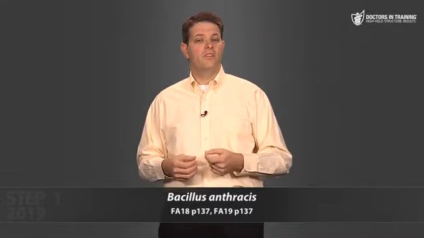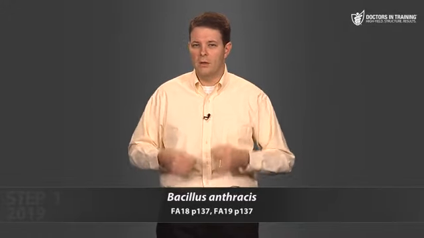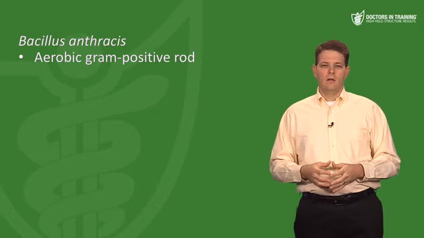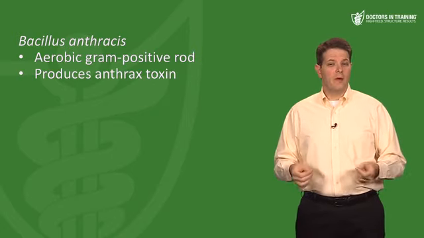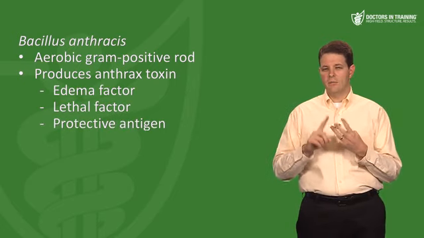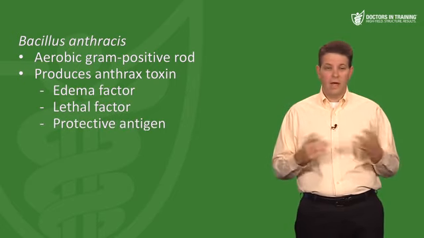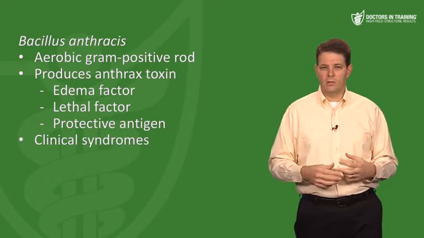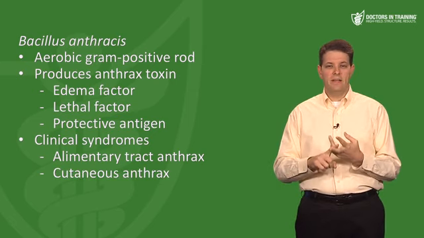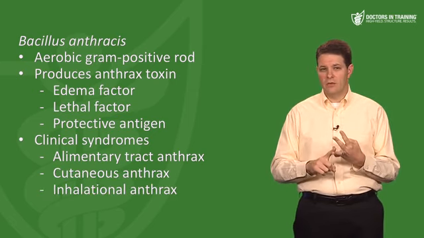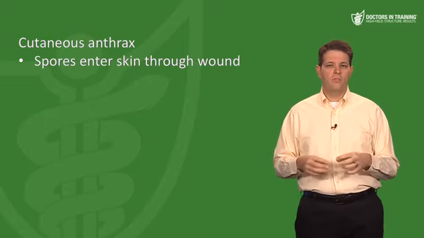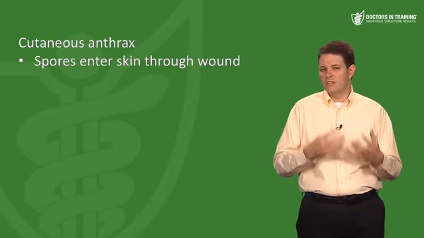Now let's talk about the other spore-forming gram-positive rod, Bacillus anthracis. So this is the bacteria that causes anthrax. Bacillus anthracis produces anthrax toxin, which has 3 components: edema factor, lethal factor, and protective antigen. Now, anthrax can cause different syndromes depending on where the spores land in the body. There's alimentary tract anthrax, cutaneous anthrax, and inhalational anthrax. Cutaneous anthrax is the most common form. This occurs when spores get under the skin, usually through a small skin wound.